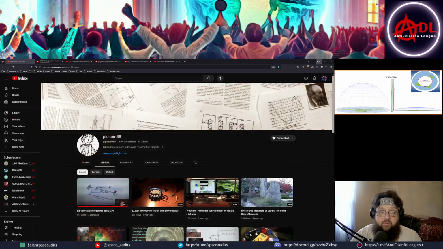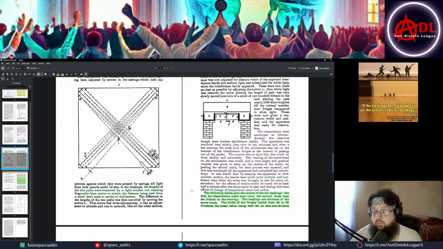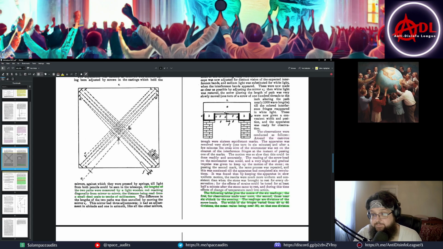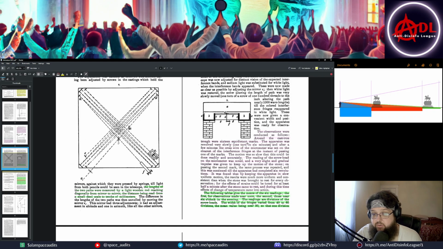So now we'll read a little bit from how Michelson-Morley took their measurements, and then we'll watch a couple of videos on the modern renditions of it. This is from Michelson-Morley's 1887 paper. The observations were conducted as follows. Around the cast iron trough, there were 16 equidistant marks. The apparatus revolved very slowly, one turn in 6 minutes.